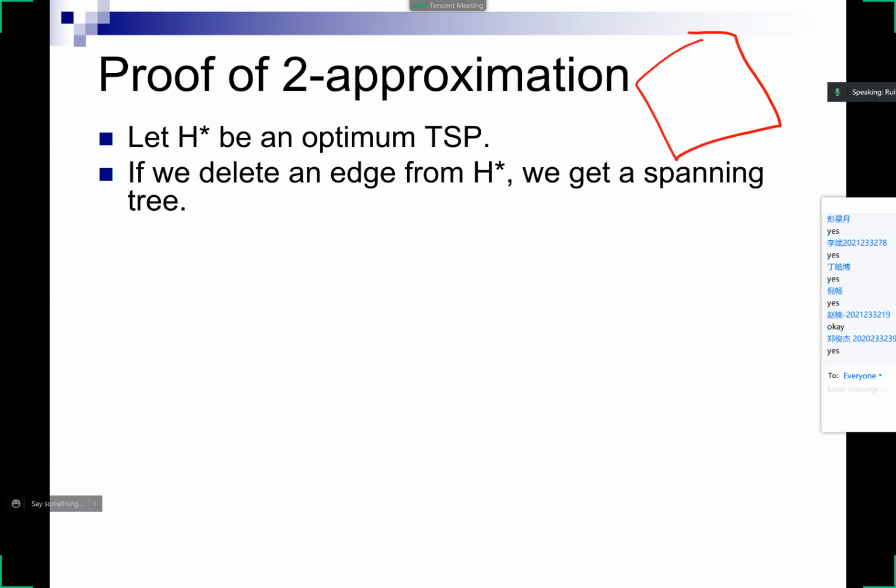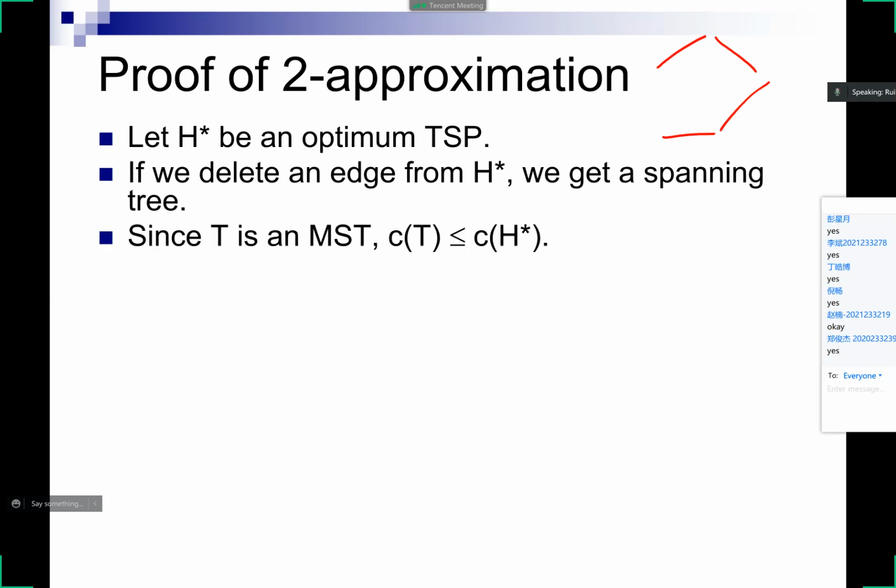Now, if you delete an edge from H star, let me draw it differently. H star is some sort of cycle, right? And if you delete any edge from H star, let's say you delete this one, then you get a spanning tree, because what you're left with is this chain over here. We know the chain goes through all of the nodes because the original TSP tour goes through all of the nodes. This chain is kind of a degenerate tree, it doesn't have any branching, but it's still a spanning tree.